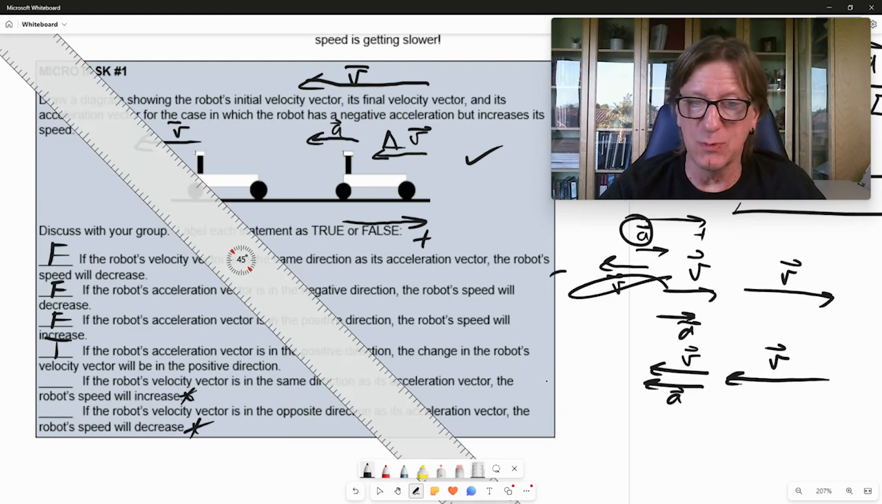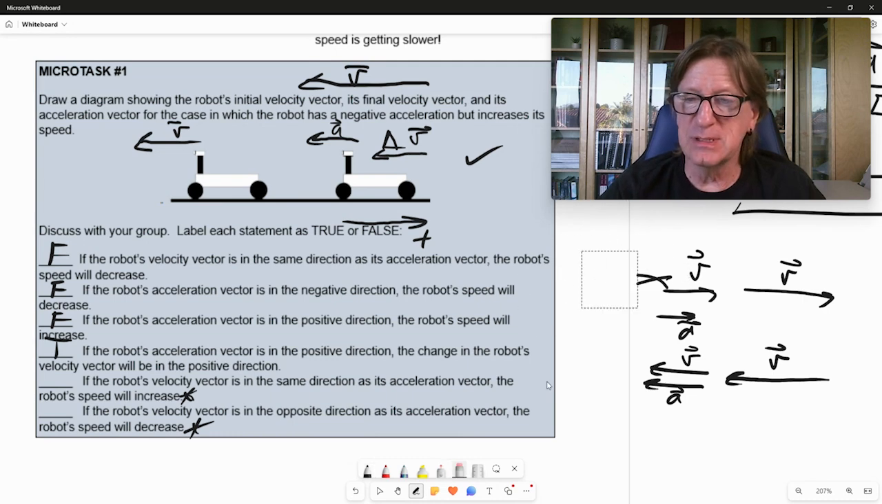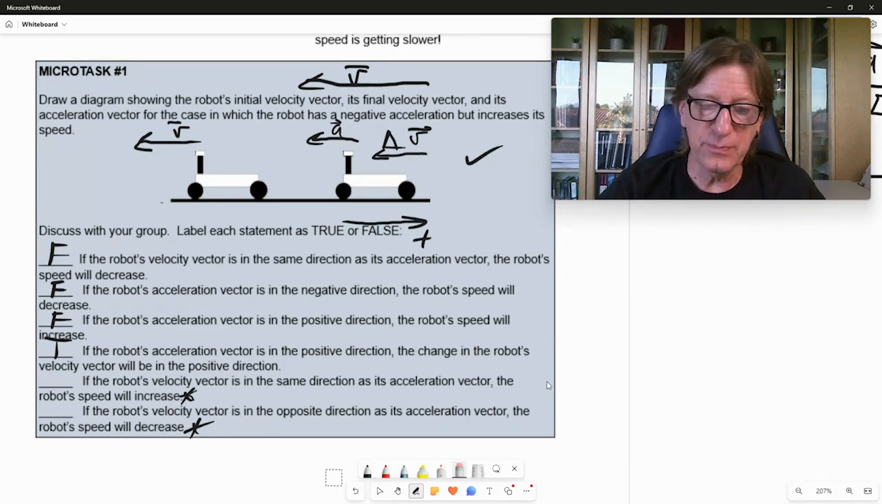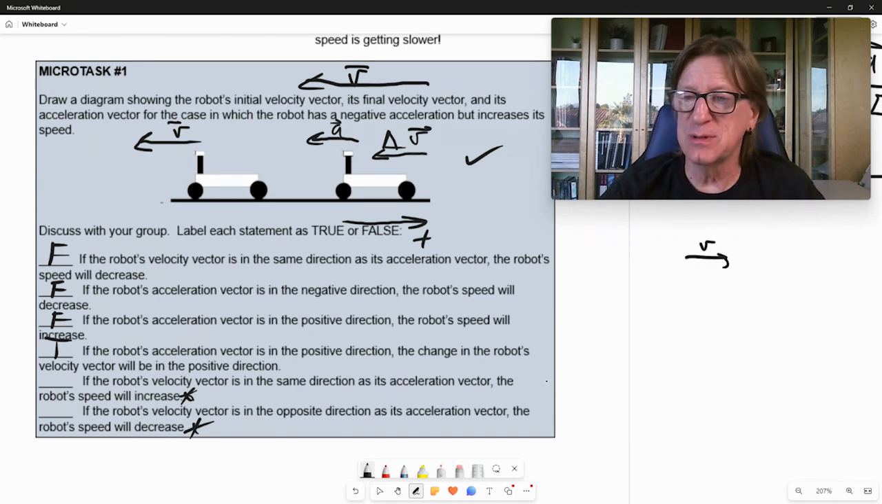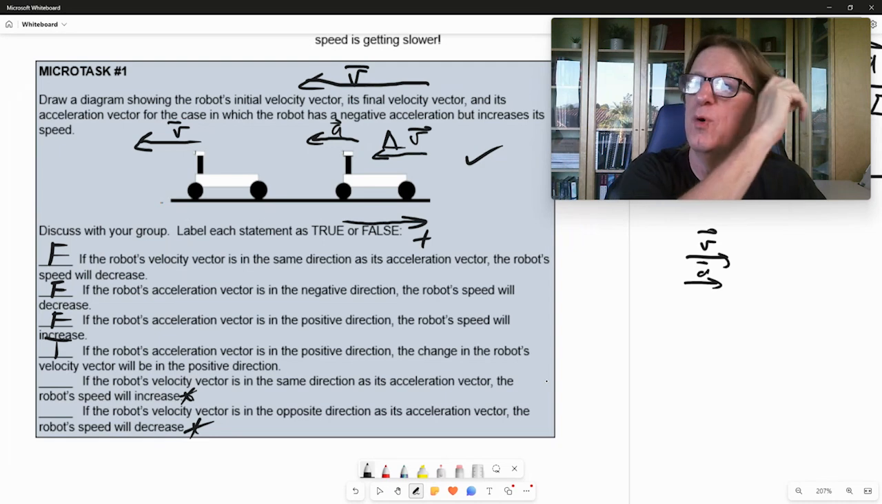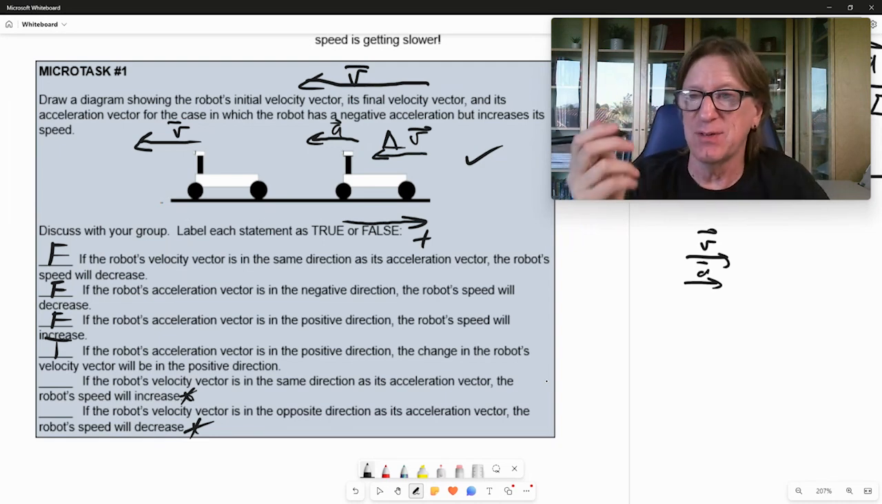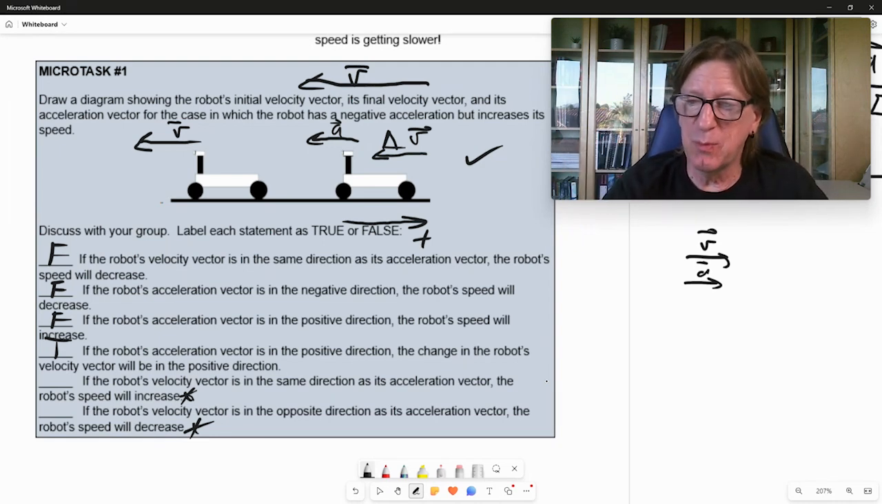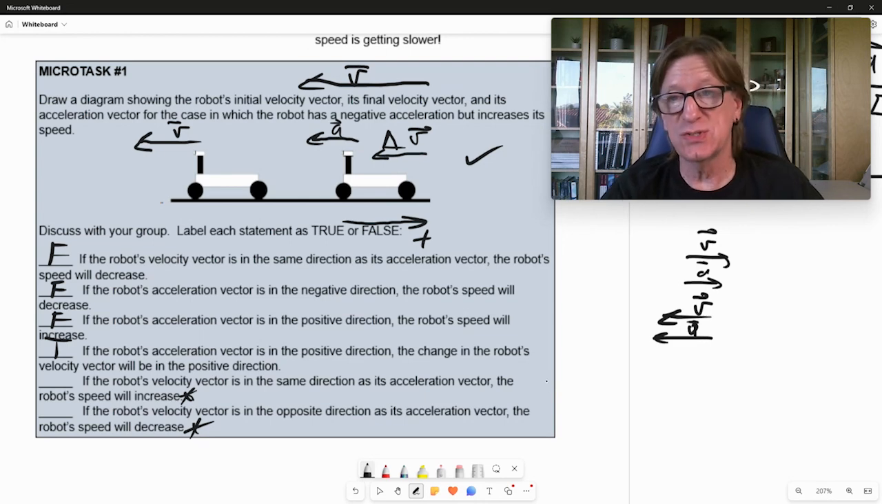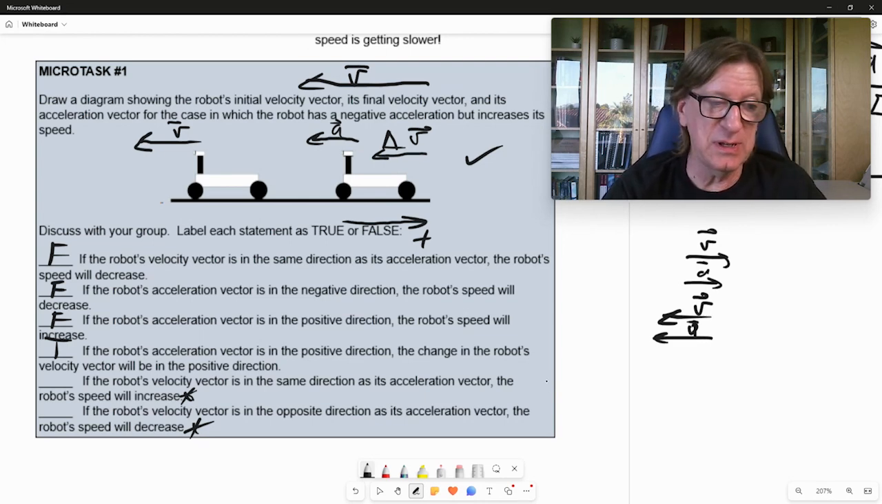Let me erase this so we can get some room here. Whoops, we don't need the ruler. Let's erase this to get some room here to draw. So if the robot's velocity vector is in the same direction as its acceleration vector, then its speed is going to increase. And this was the first case that we looked at, and what you think of probably being the normal case, where I have a velocity in this direction and I have an acceleration in the same direction, it's going to speed up. But what we've learned is that if I have a velocity in the negative direction and an acceleration in the negative direction, then the robot's speed is also going to increase. So this one is definitely true and is the best way of thinking about it.